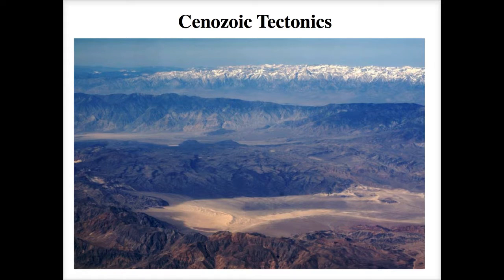Cenozoic Tectonics. This picture is a classic shot looking west from western Nevada into eastern California, showing you the various mountain ranges and valleys that are so typical of basin and range topography. All of this formed by dipping normal faults, rotating and offsetting the Earth's surface.